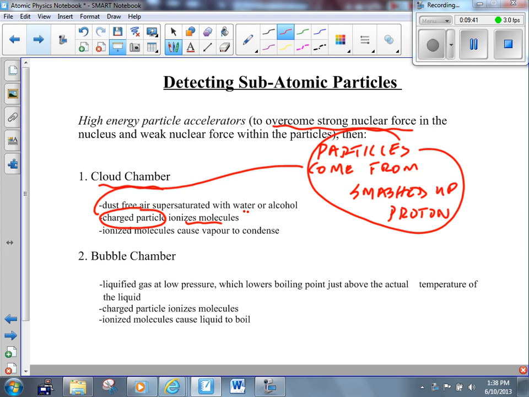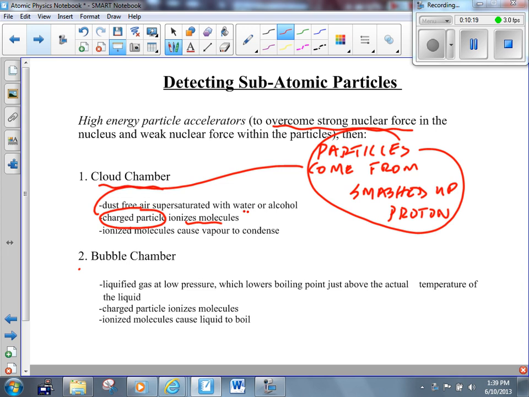Now, another way we can do this is with the bubble chamber. Bubble chamber works similar to, but yet almost opposite to, the cloud chamber. Here, instead of having this dust-free air that's supersaturated with water and alcohol, in other words, instead of having a vapor, what we have here is a gas that's been liquefied. So it's the exact opposite, right? Instead of having a gas, we have a liquid. It's at a low pressure, which lowers its boiling point to a value that's just barely above the temperature that we're actually at. So in other words, it's just getting ready to boil. It's almost ready to boil, but it's not quite boiling yet.